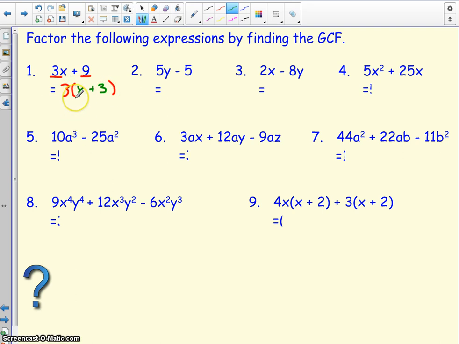Now, the nice thing about these is you can always check your answers by actually going through the multiplication afterwards and double checking that it works out. So you can check 3 times x is 3x, 3 times positive 3 is plus 9, so you get 3x plus 9.